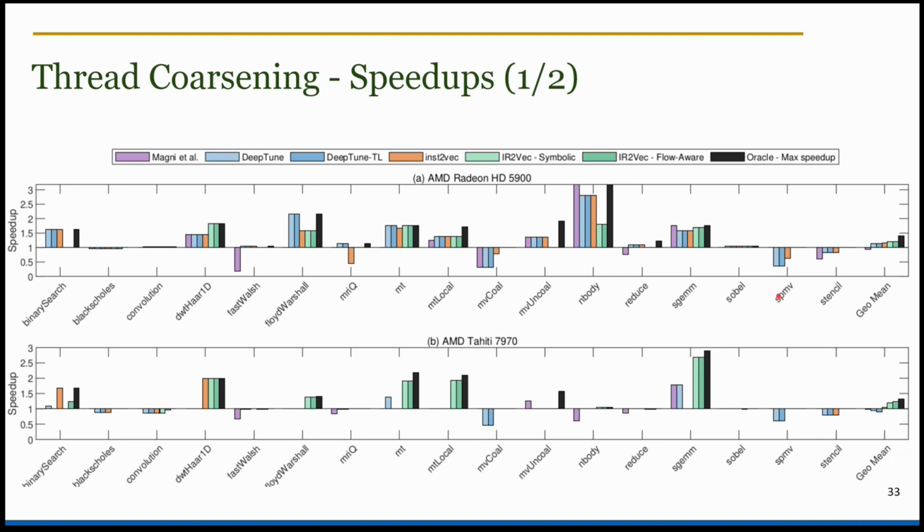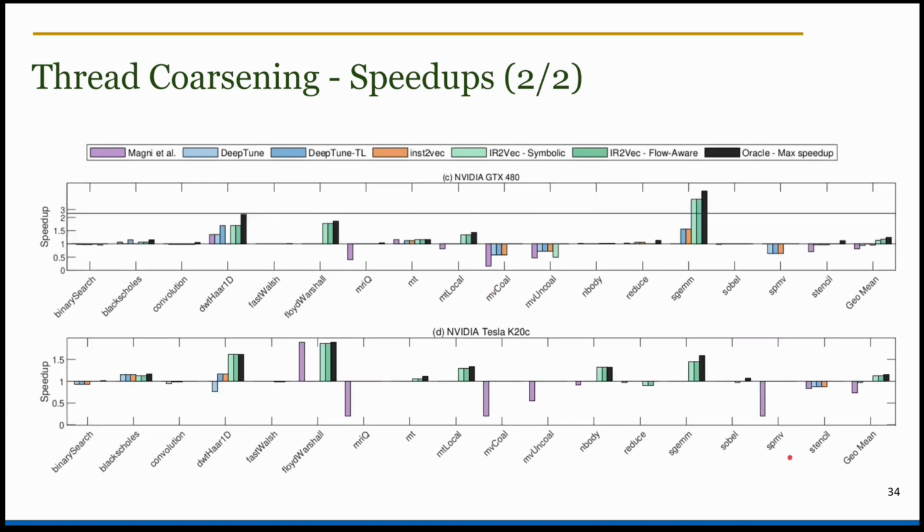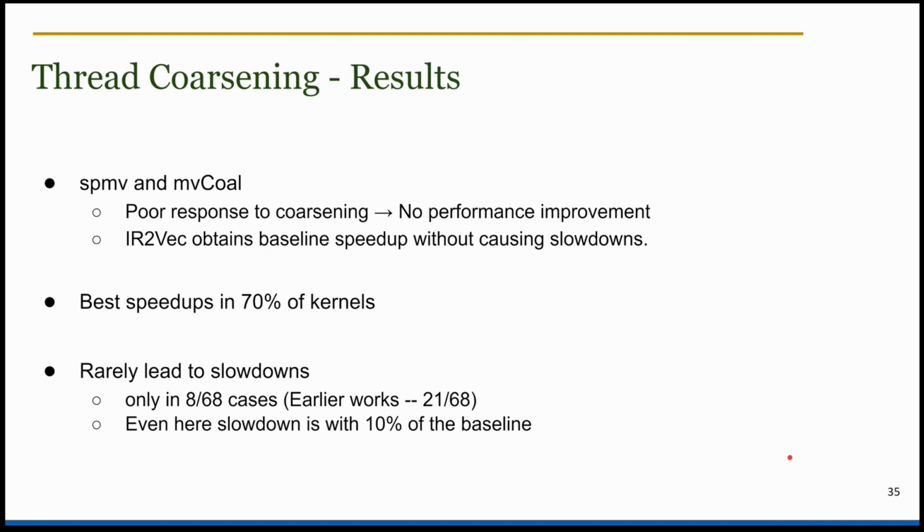So even in these kernels, we were able to rightly identify that the coarsening factor should be 1 in order to get optimal performance. We didn't observe any slowdowns in these cases. So we were able to rightly map. That's the point I want to bring up.